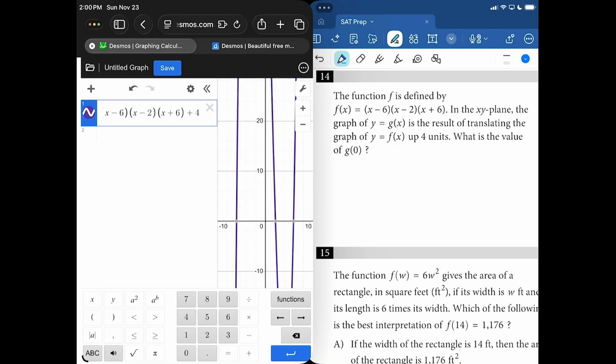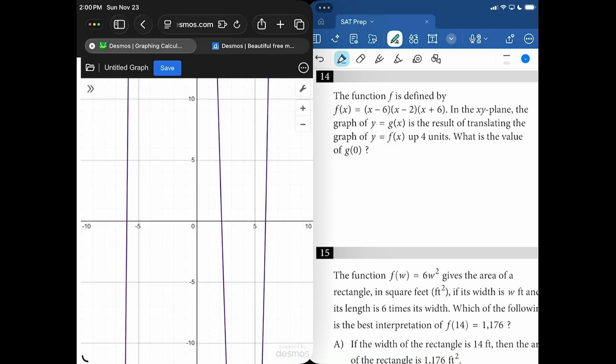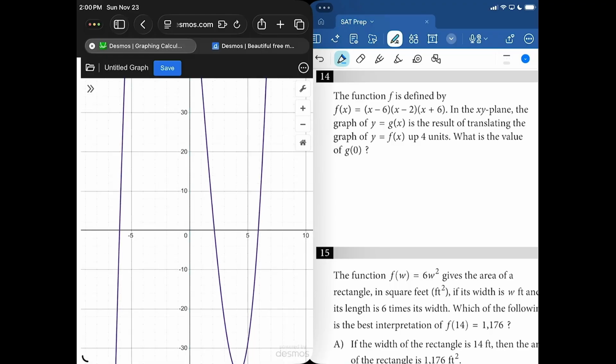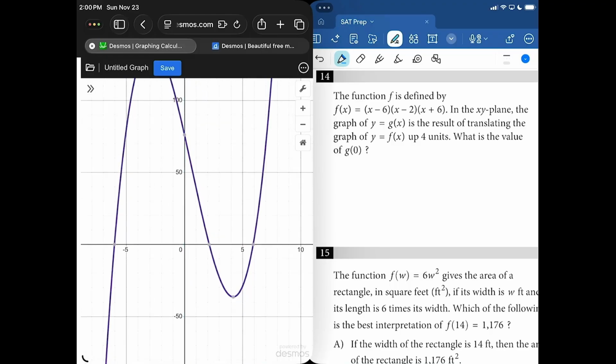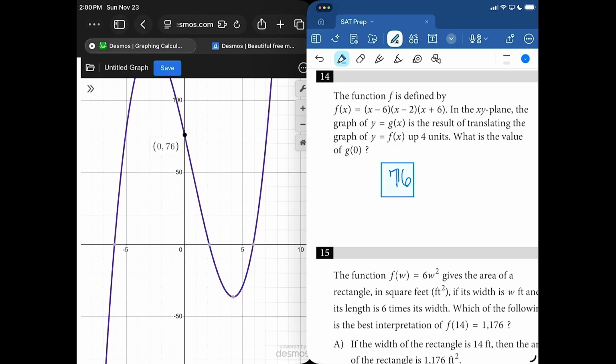The value of g of 0 is going to come from where our x value is 0, which is right up here. So our y value is 76. You can figure this out algebraically, but it would take a long time. So I definitely recommend using Desmos.